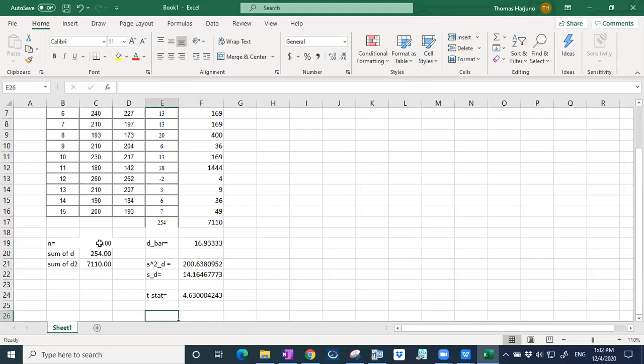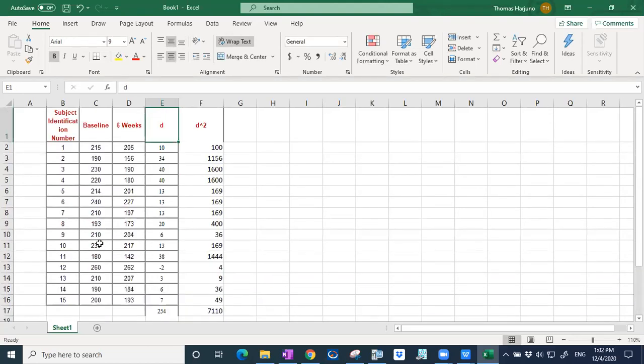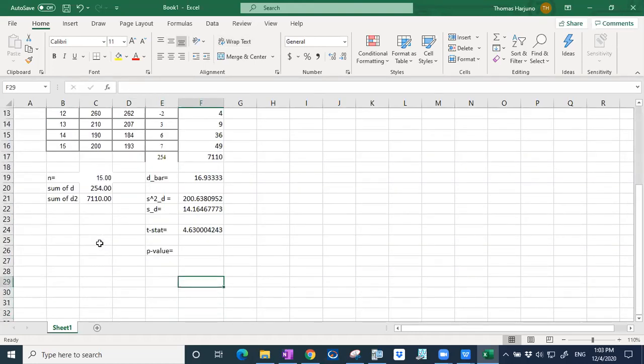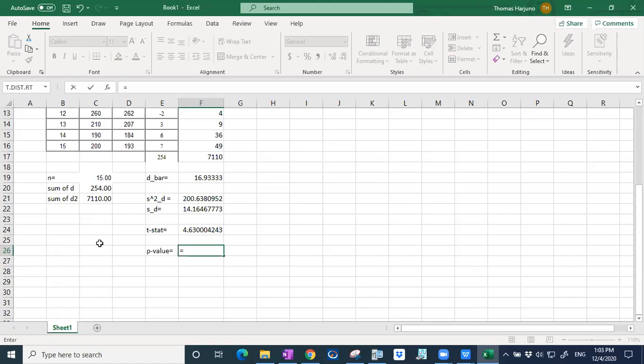Okay, now how about the P value? Now you want to make sure that the cholesterol is actually lower, right? Cholesterol is lower, so the baseline should be higher than 6 weeks later. Means it will be a right tail test. Okay, then it will be TCDF, right? But the way it is being done in Excel, they have different formula. It's T distribution, right.